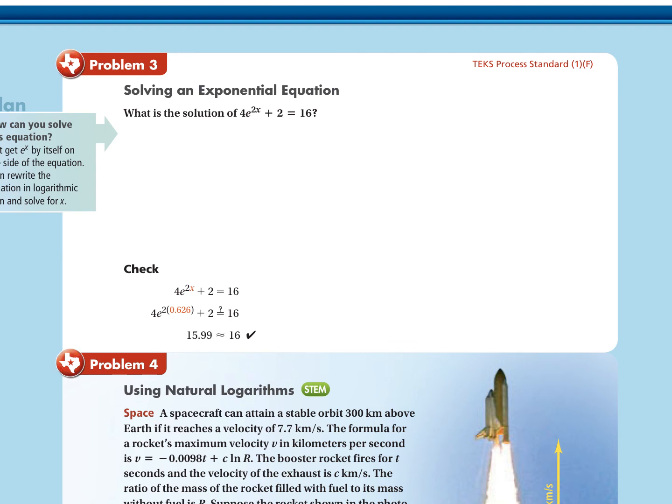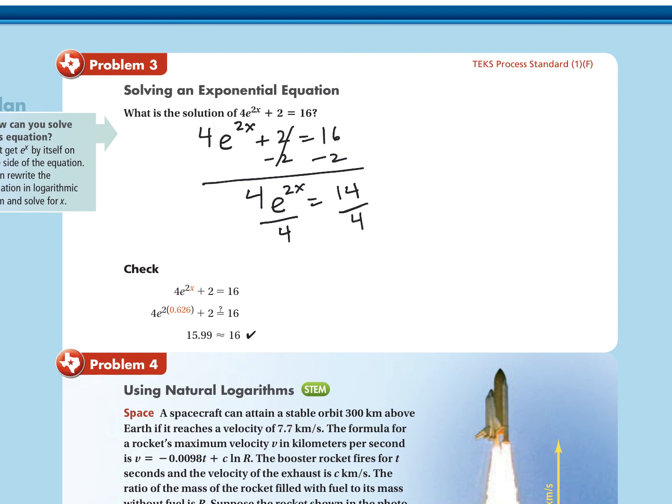So now we're solving an exponential equation when we have e. So we're going to say for 4 times e to the power 2x plus 2 equals 16, you're going to subtract 2. So you have 4 times e to the 2x equals 14. 2 minus 2 is 0. 16 minus 2 is 14. Divide both sides by 4 because you want to isolate e to the 2x.